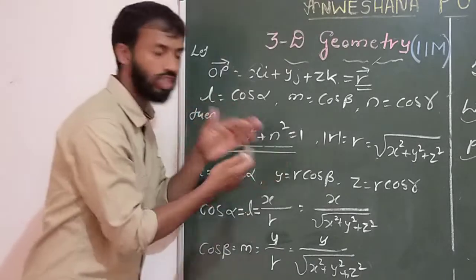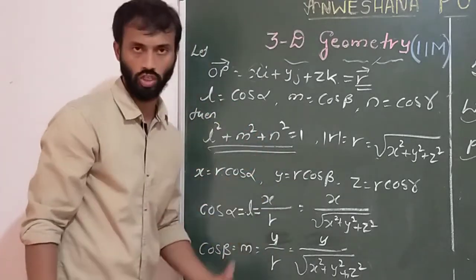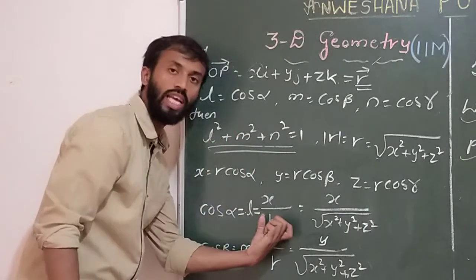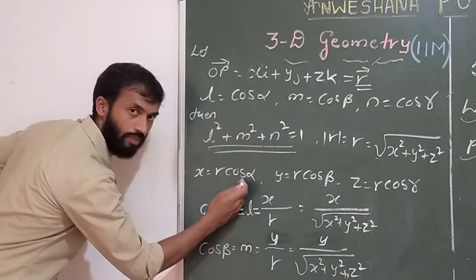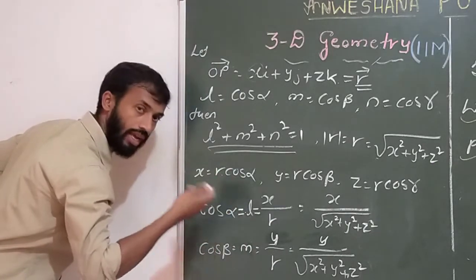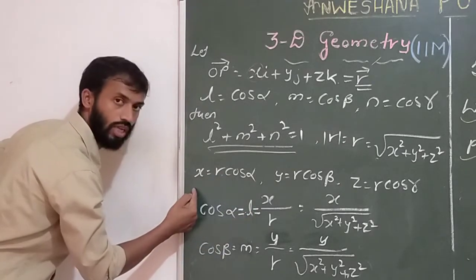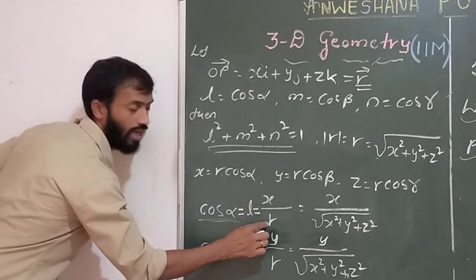Now I am trying to relate the direction cosines to the direction ratios. That means x is equal to r into cos alpha. I can write it as cos alpha is equal to x by r. This r goes to this side, means x by r. Correct? Cos alpha is equal to x by r.